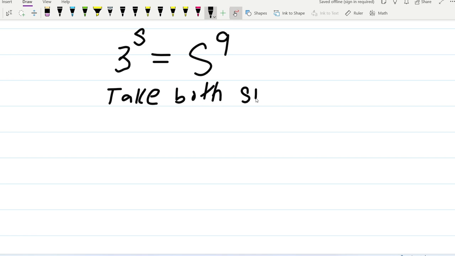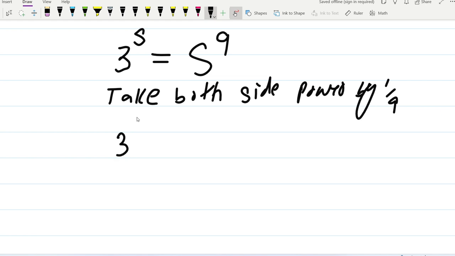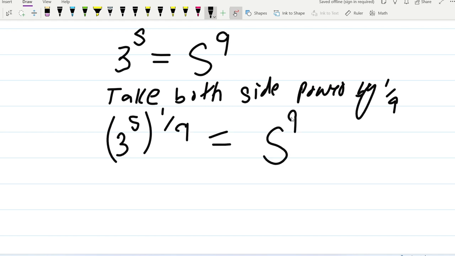both sides power by 1 divided by 9. So here 3^s is whole power 1 divided by 9, then here 9^s whole power 1 divided by 9.